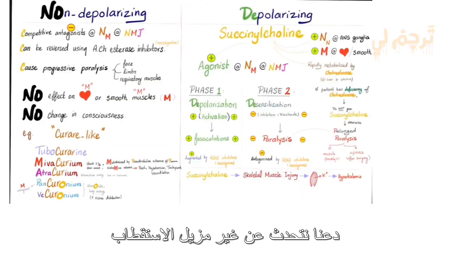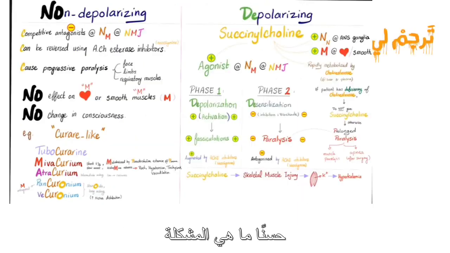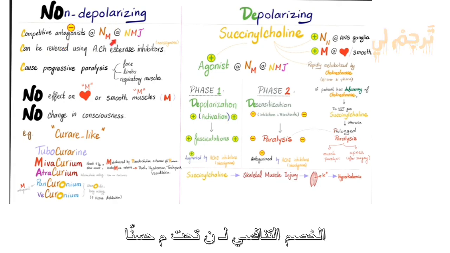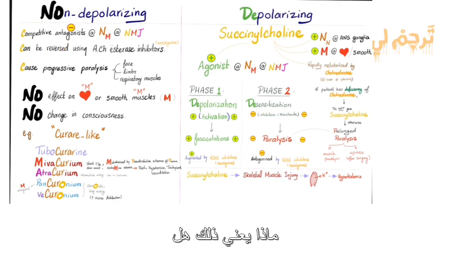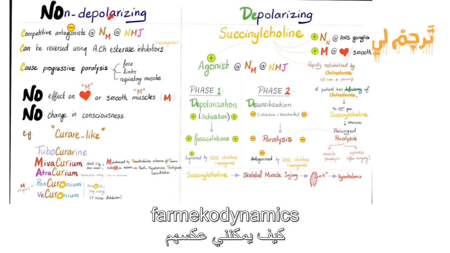Let's talk about the non-depolarizing. Alright, what's the problem? Competitive antagonist of N sub M. Okay, what does that mean? Can you reverse them? Yeah, if you're competitive, you can be reversed. Go back and watch my video on pharmacodynamics.